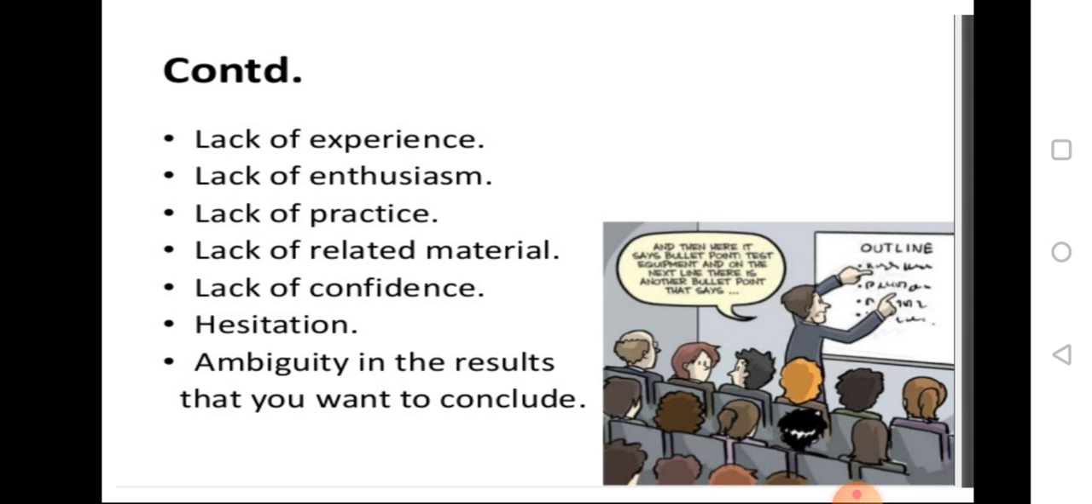If your ideas are not clear, if you are not giving something in a concluding manner, if you don't summarize your ideas, then your presentation is not going to be effective.